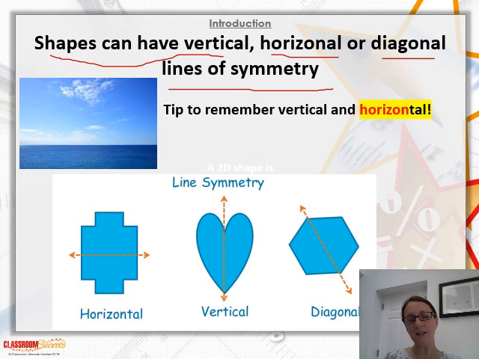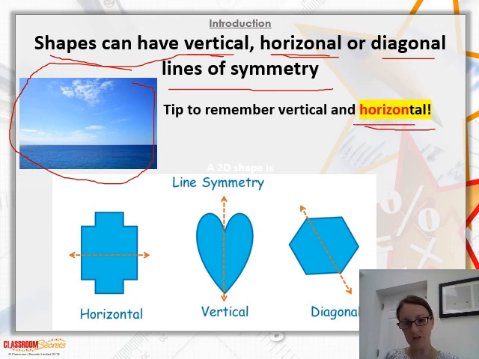Okay? Sometimes it can get confusing with vertical and horizontal. So if you think of the horizon, that's why I've put the picture of the horizon here, and horizontal. So horizontal, think of horizon across, okay? And vertical is going to be down, and then of course diagonal at an angle. Could go this way, either diagonal. And just to remember that shapes can have more than one line of symmetry.